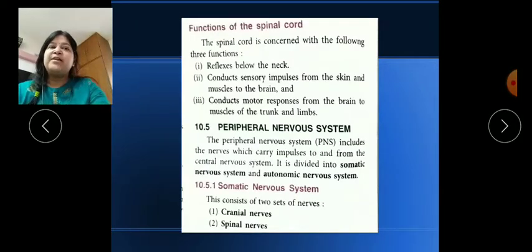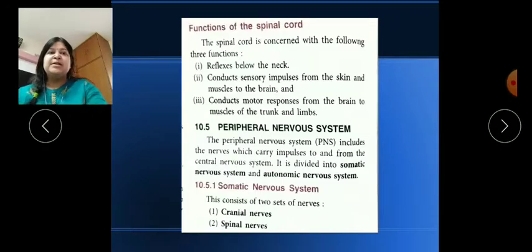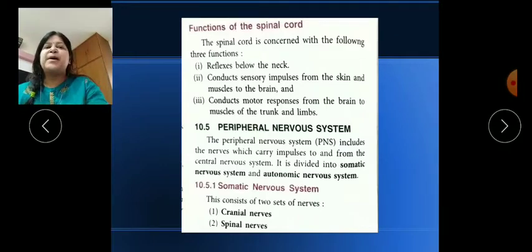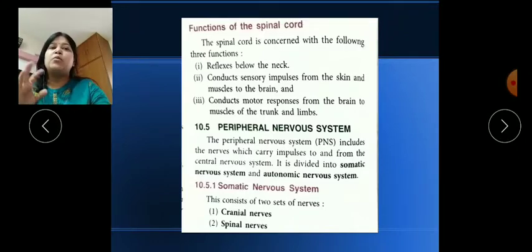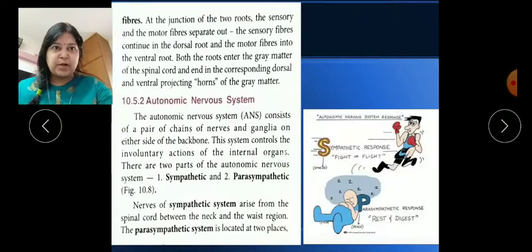Now the peripheral nervous system. I told you the peripheral nervous system is divided into two parts, the somatic nervous system and the autonomic nervous system. The somatic nervous system consists of brain nerves, that is cranial nerves, and spinal nerves, that is spinal cord nerves. So the peripheral nervous system makes up the nerves of our body, okay, the total nerves of the body.